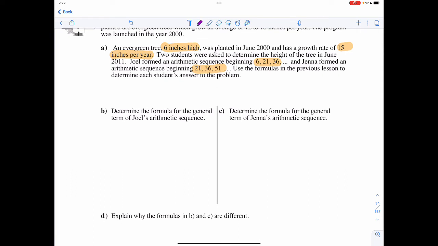Joel said that term 1 was 6, the common difference was 15, and in this case, term 1 occurred in the year 2000, which means that to go to the year 2011, if we go up by 1 every single year, then for Joel, the term number in 2011 would be term 12.